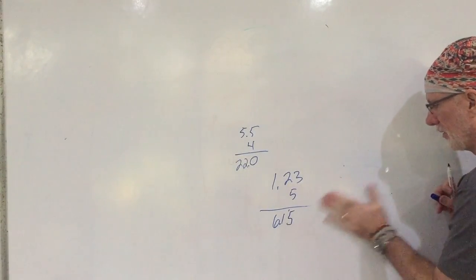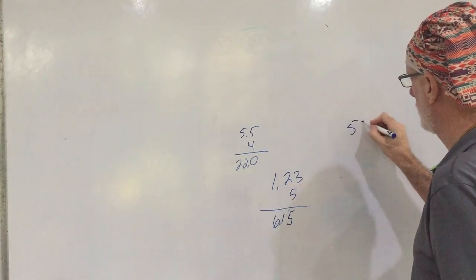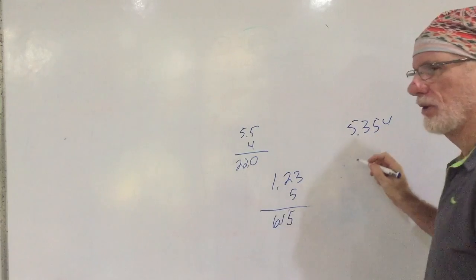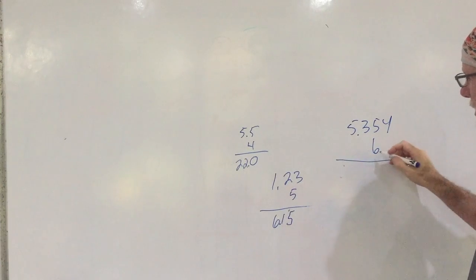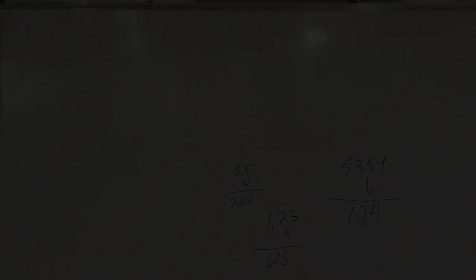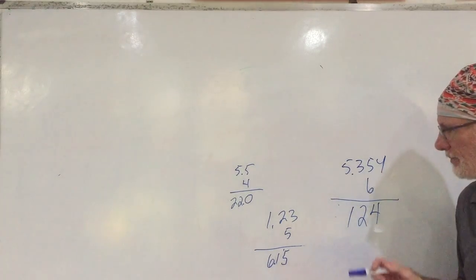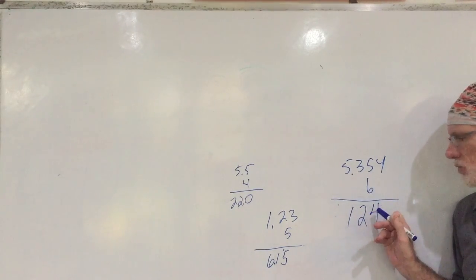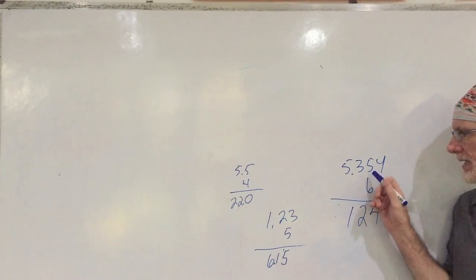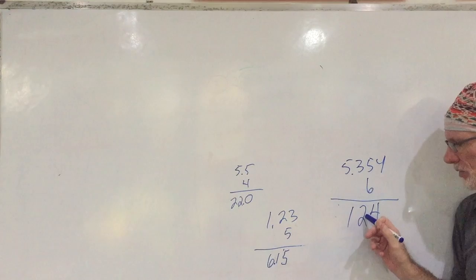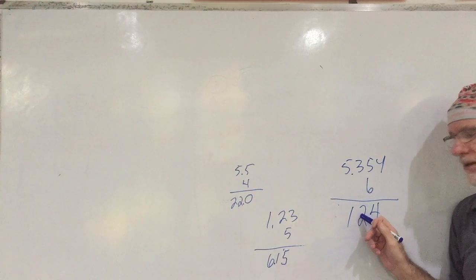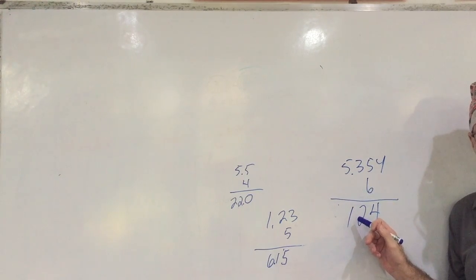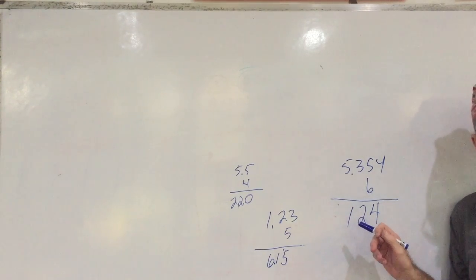5.34. And what are we multiplying it by? 6. Correct? All right, let's continue where we were before the tape stopped. 6 times 4 is 24, right? 6 times 5 is 30, plus the 2 is 32, right? And then 6 times 3 is 18, plus what? Plus what? It's not 1.